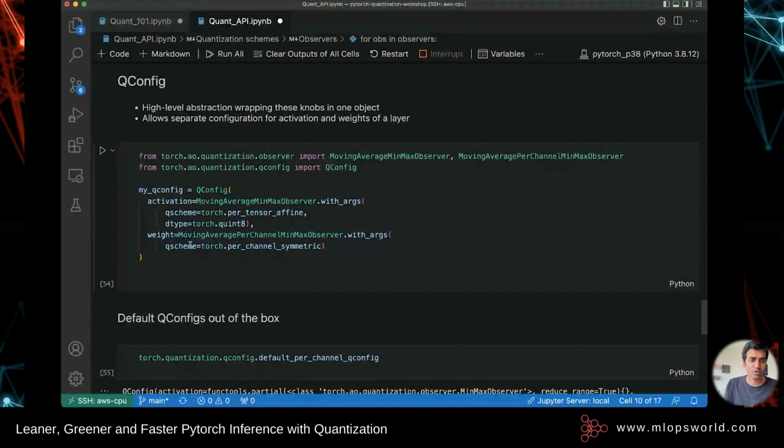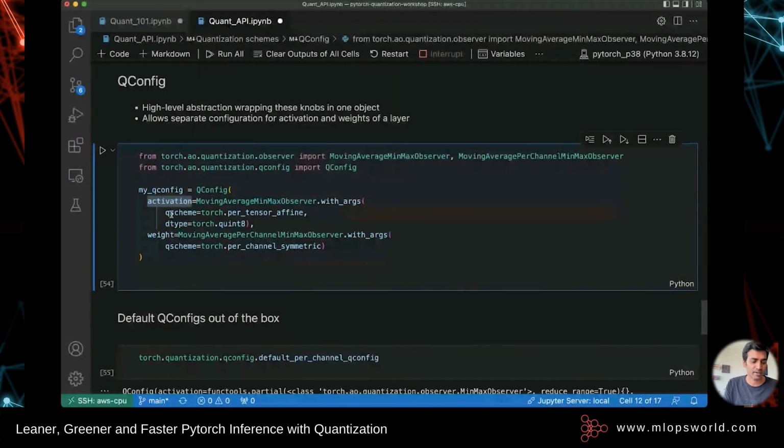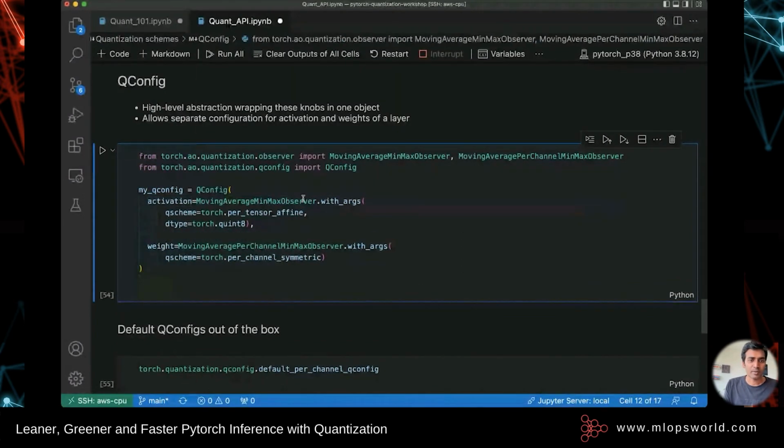In a QConfig, you can specify what observer you want to use for the activation and weight separately. You can specify what quantization scheme you want and what output data type you want to use. So this offers a lot more control in how you're quantizing your model. If you know, for example, that your model is a special snowflake and it does need a symmetric quantization for your activations, you can totally do that by creating your custom QConfig object and plugging in whatever observer and QScheme you want.